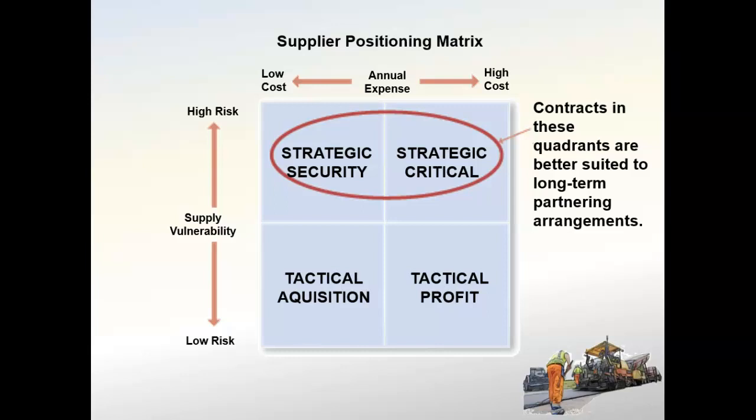Purchases in the top left quadrant, described as strategic security, are of lower monetary value but do represent a critical risk to the organization. So the objective here should be to ensure continuity of supply even at a premium price and developing relationships with potential suppliers.